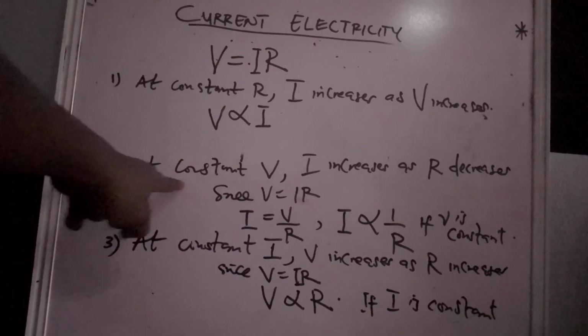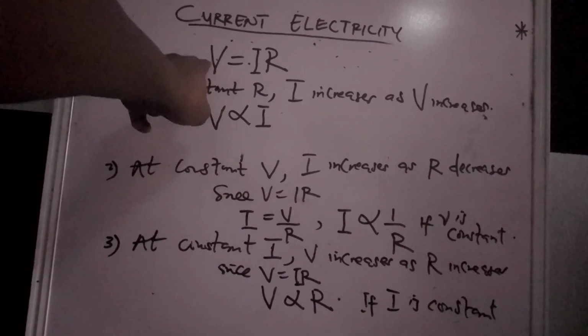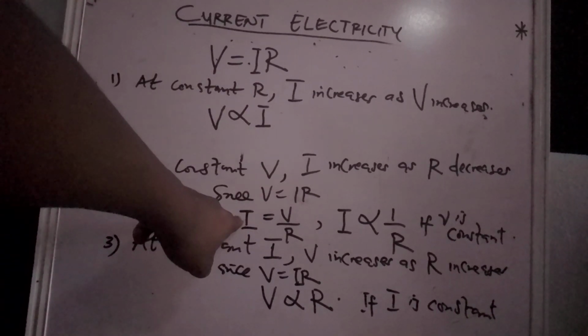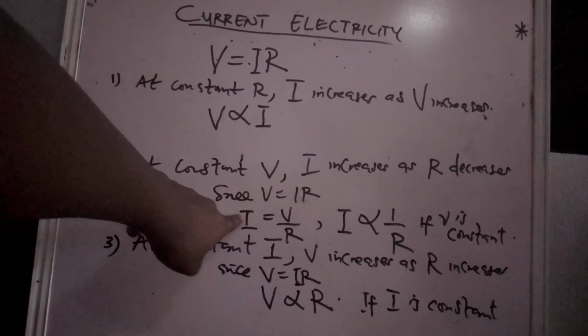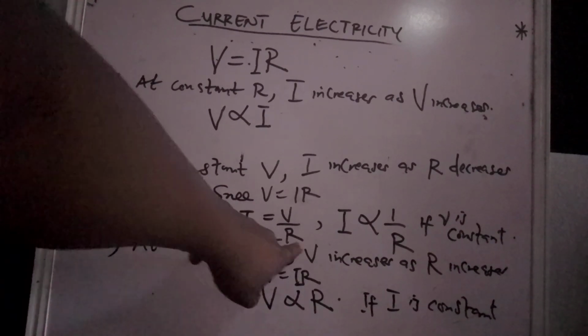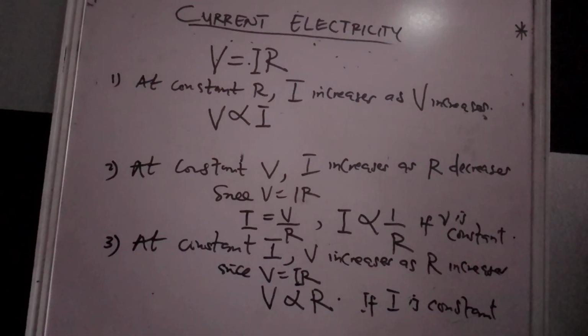Now let's do the second case. At constant V, when the voltage in the circuit is kept constant, since V equals IR, let's make I the subject of the formula. I is going to be V over R. So if we look at this formula, we can see that I and R are inversely proportional to each other. Given that V is constant, I is inversely proportional to R, which means when the voltage in the circuit is kept constant, by the time you start increasing the resistance of that circuit, the current in the circuit will reduce. So at a constant voltage, an increase in resistance will lead to a decrease in current. Or you can say as I increases, R keeps decreasing.